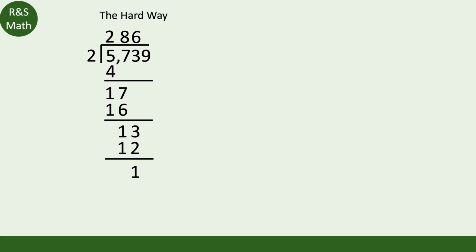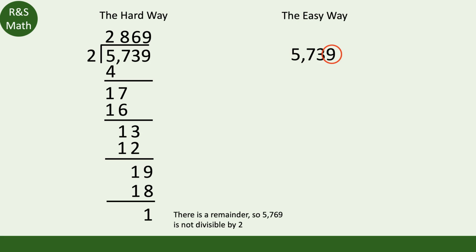Subtract to get 1. Drop down the 9. 2 goes into 19 9 times. 2 times 9 is 18. Subtract and get 1. Since there is a remainder, 5,739 is not divisible by 2. Now let's do it the easy way. We look at the last digit. Since it is not a 0, 2, 4, 6, or 8, we know that 5,739 is not divisible by 2.